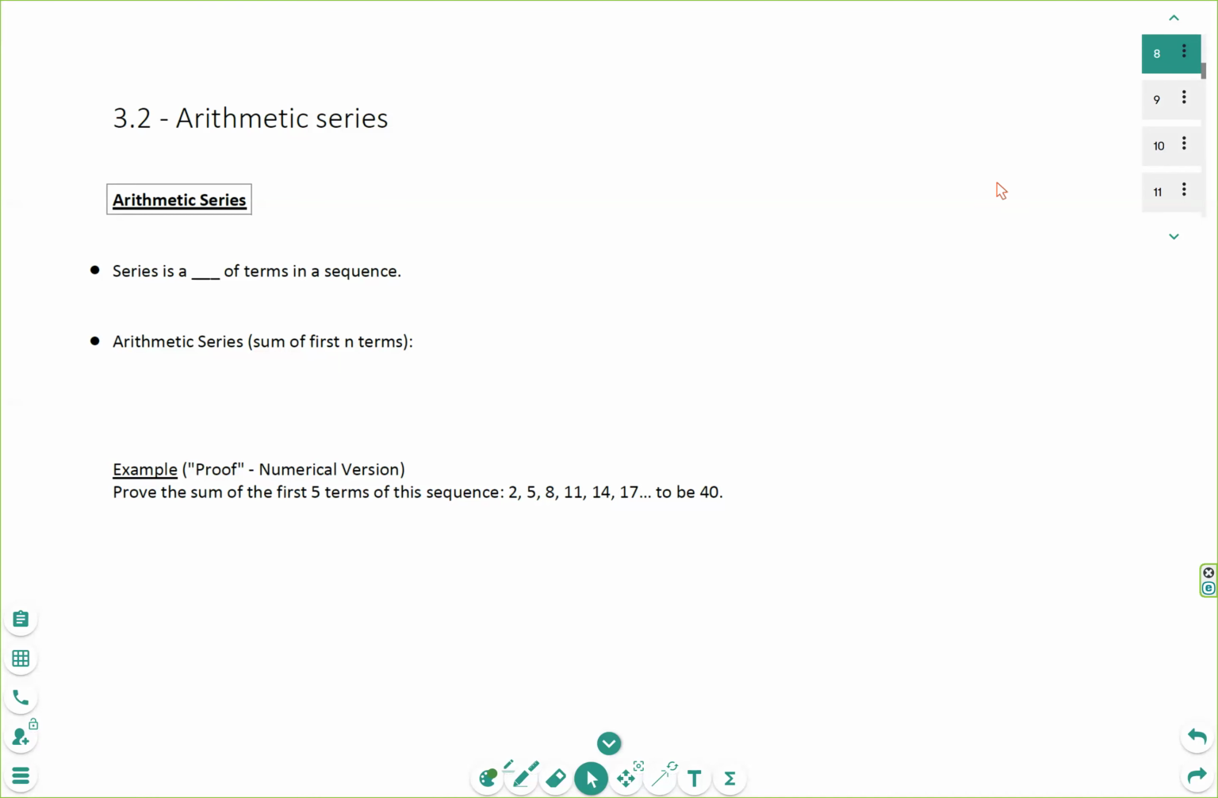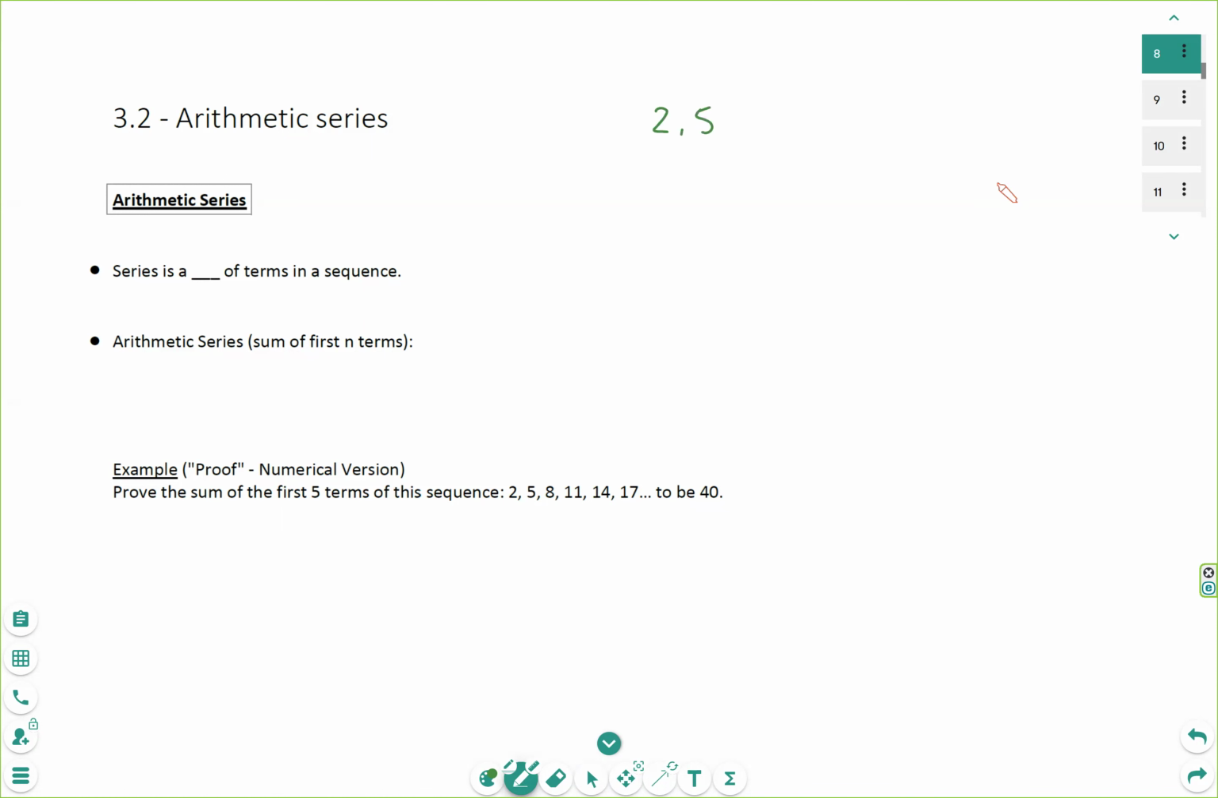Welcome to Period 2, Chapter 3.2, where we continue the Arithmetic and Geometric Sequence series lesson. So this is the 3.2 where we look at the arithmetic series. Last lesson, in the previous video, we looked at the arithmetic sequence. An arithmetic sequence means a sequence that has a constant difference.